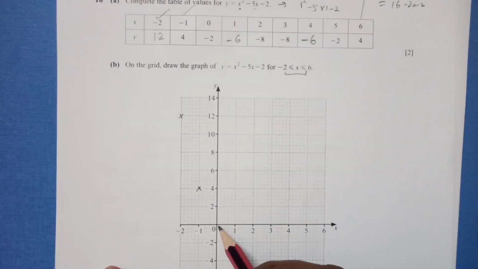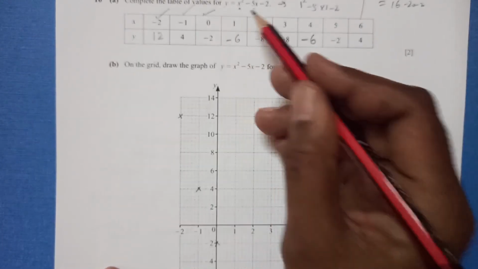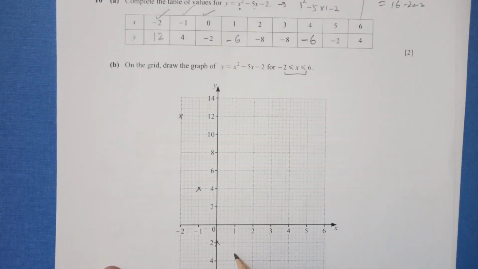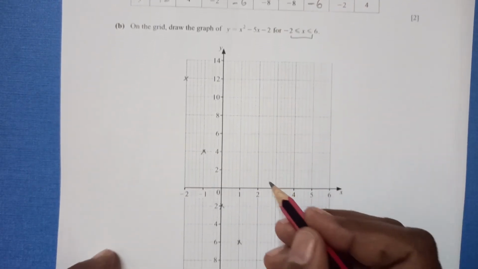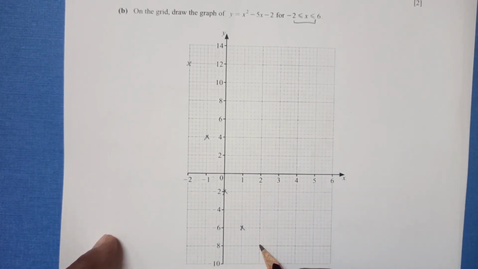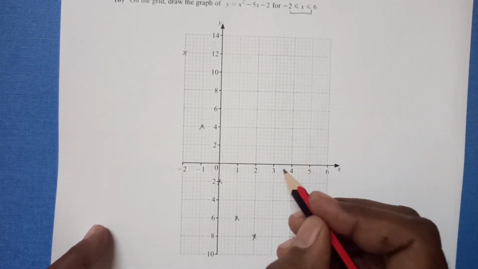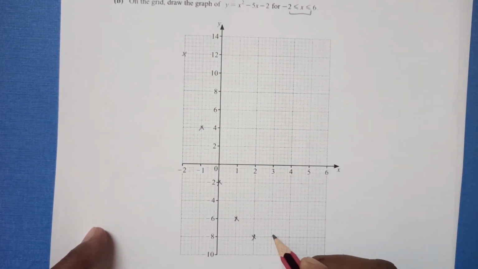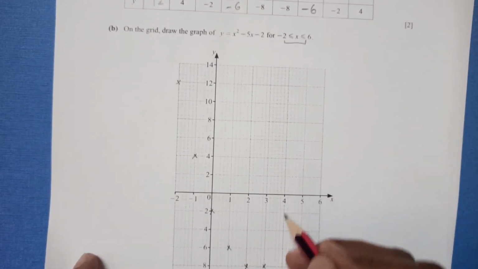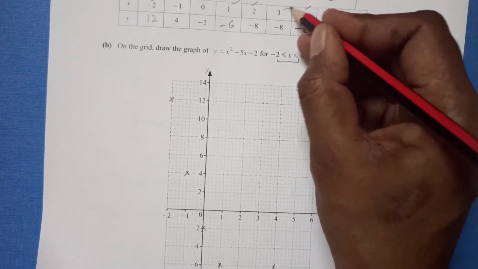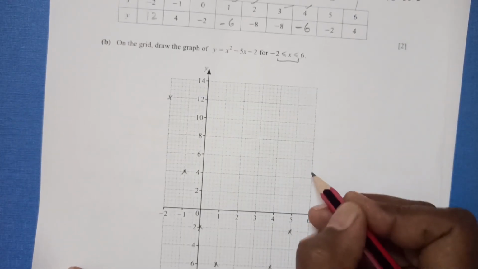So x 0, y negative 2, this one is here. x 1, y negative 6 is here. Then x 2, y negative 8. Then x 3, y negative 8 again, here. Then x 4, y negative 6. And x 5, y negative 2. x 6 and y is 4.